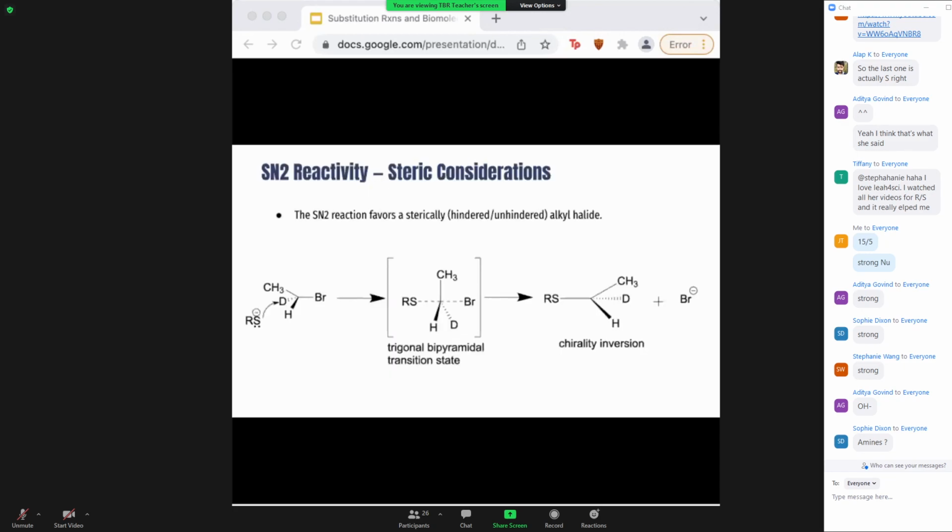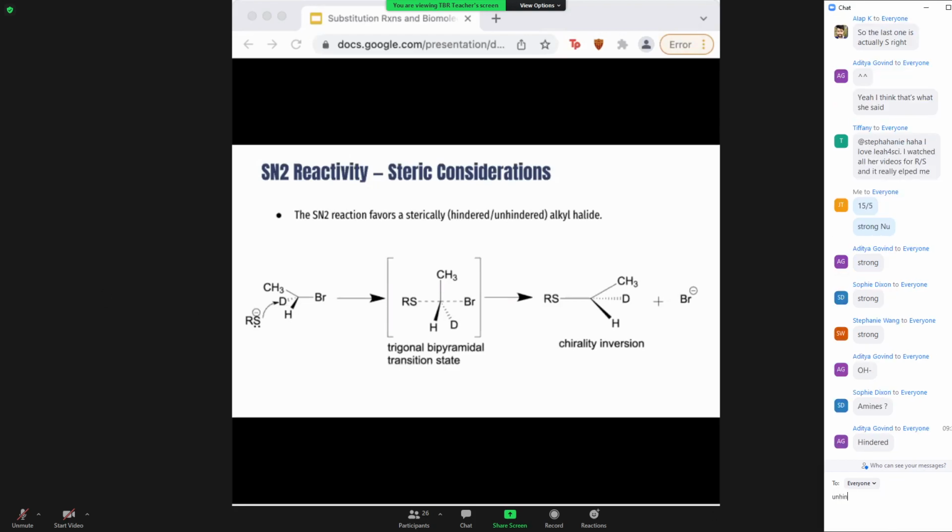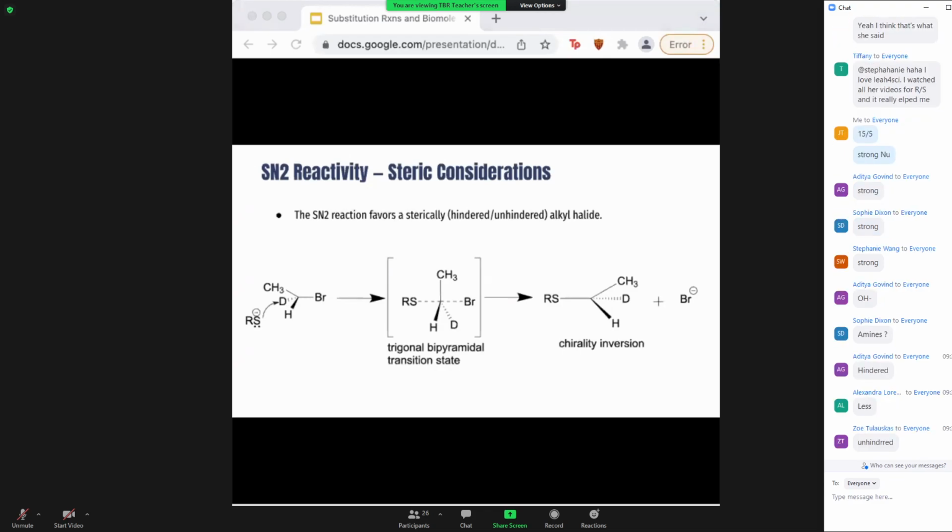So another important thing, given what you know about the reaction mechanism, do you think that SN2 reactions favor a sterically hindered or unhindered alkyl halide? Meaning, do you think there should be more substituents or fewer substituents on the carbon being attacked for an SN2 reaction? Do we want something hindered or do we want something unhindered?